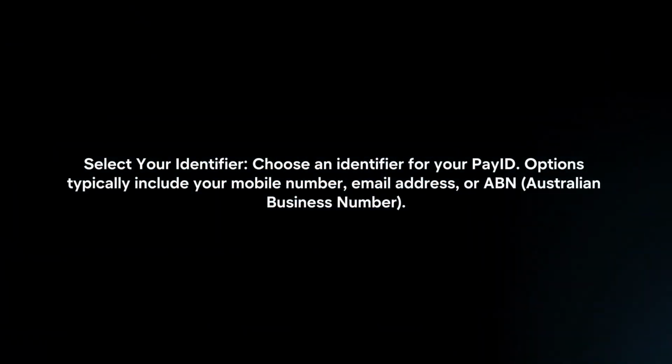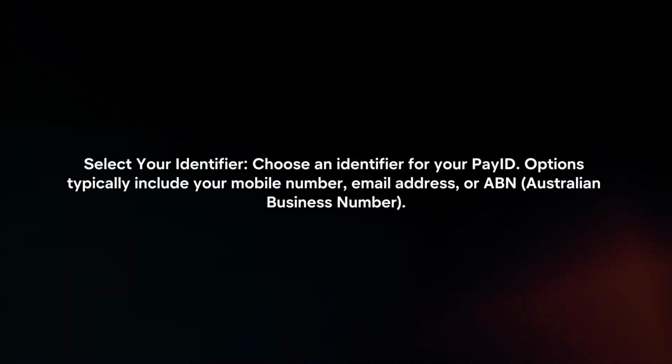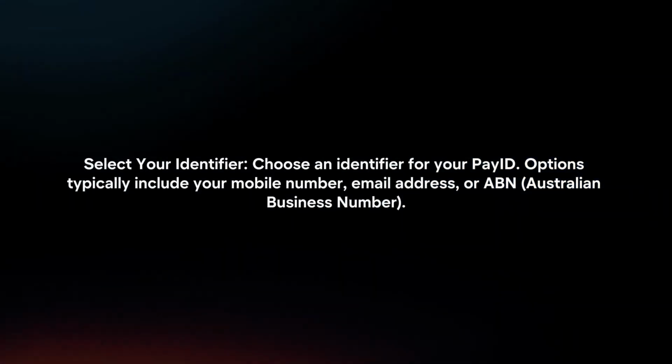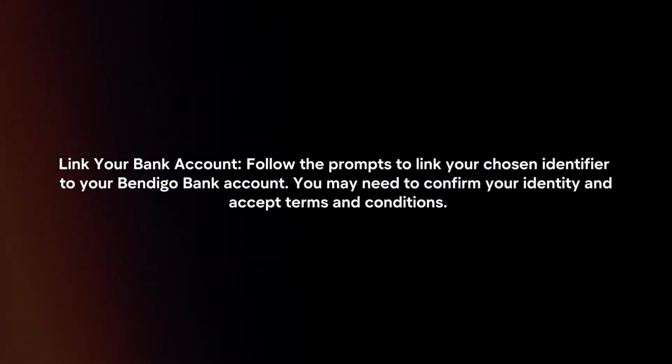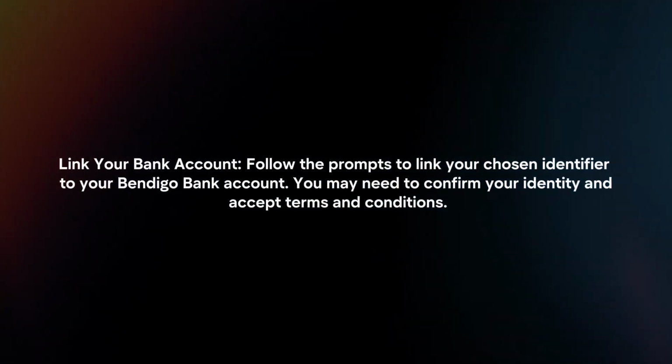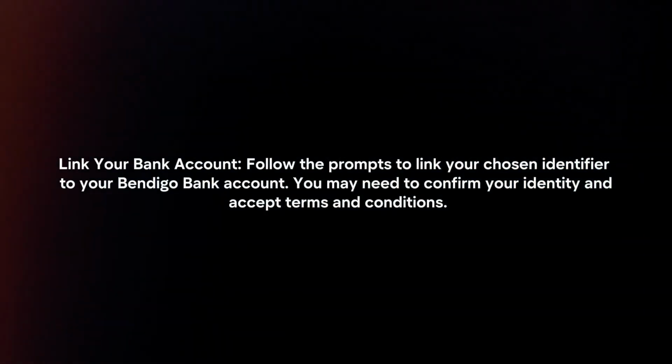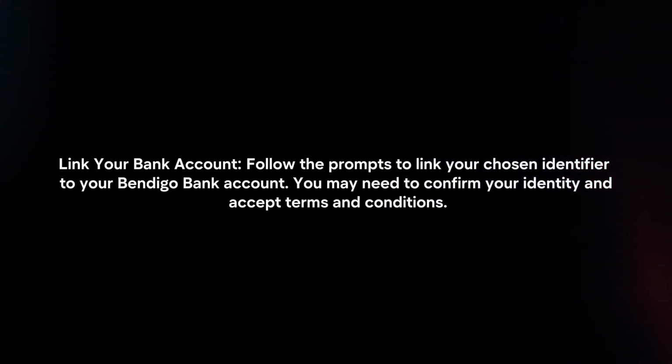Select your identifier. Choose an identifier for your PayID. Options typically include your mobile number, email address, or ABN. Link your bank account. Follow the prompts to link your chosen identifier to your Bendigo Bank account. You may need to confirm your identity and accept terms and conditions.